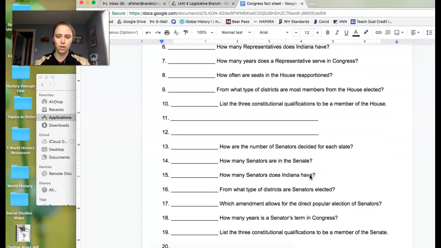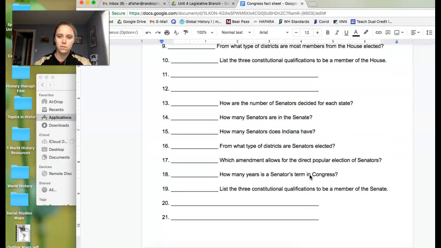Alrighty, moving right along here. Question 13. How are the number of senators decided for each state? Everybody gets 2. Okay, same for everybody. No matter how populated, how not populated, it's just everybody gets 2. So how many senators are in the Senate? 100. Right, 2 per state.